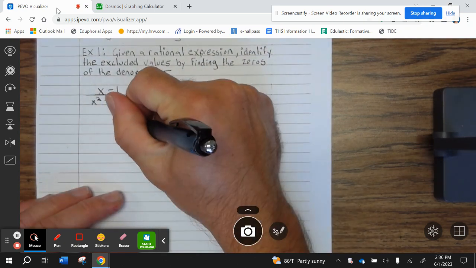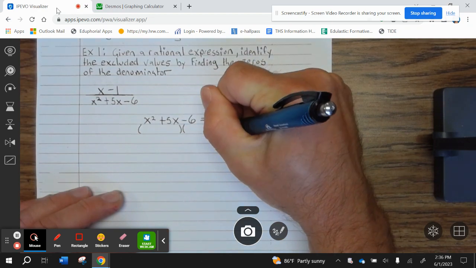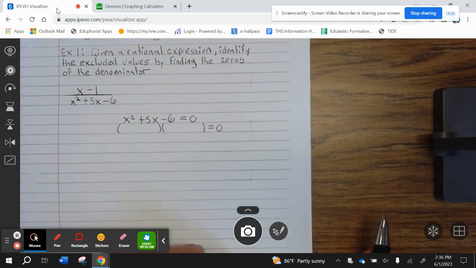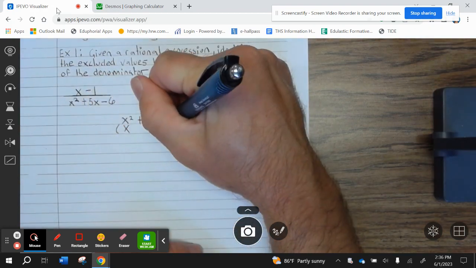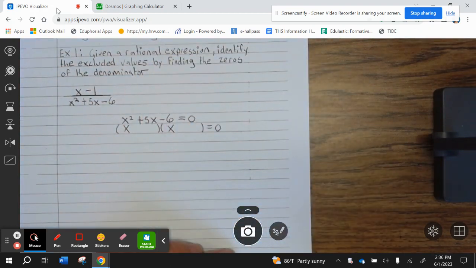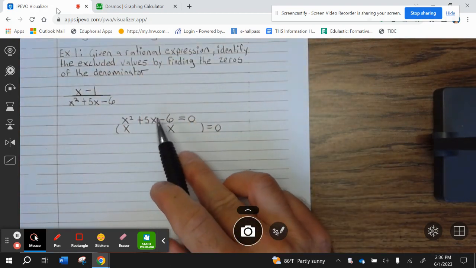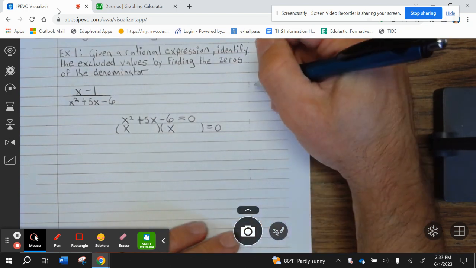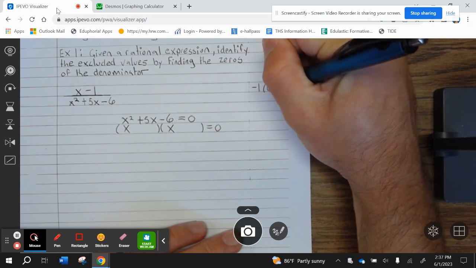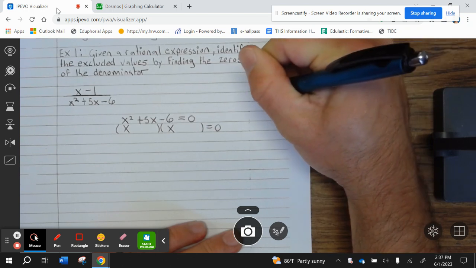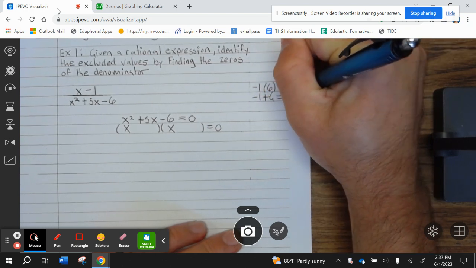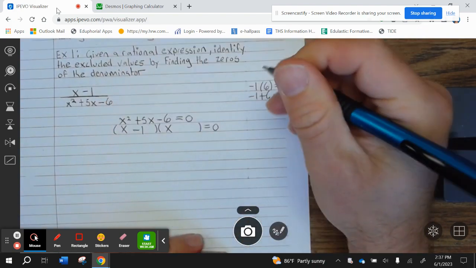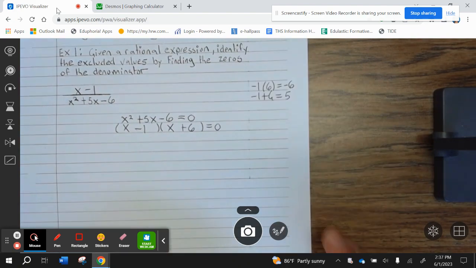Okay, so we know x squared is 2 parentheses, x and x. Now we figure out what numbers multiply to give you negative 6 and combine to be 5. Since the middle number is positive, the bigger number is positive. So let's try negative 1 times 6 is negative 6. Negative 1 plus 6 is 5. So our factors are x minus 1, x plus 6.